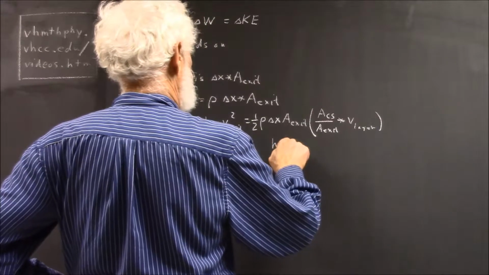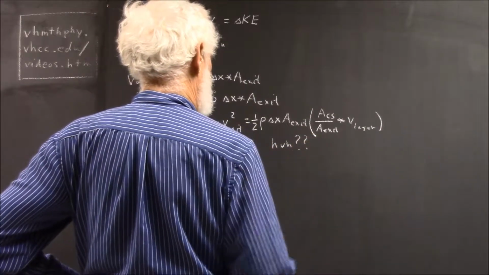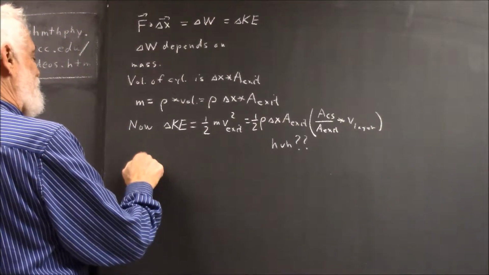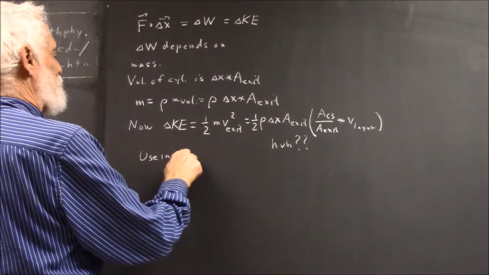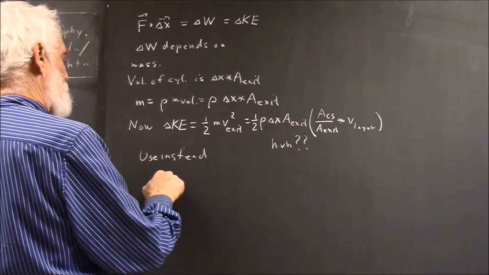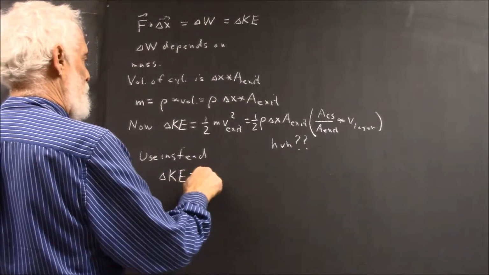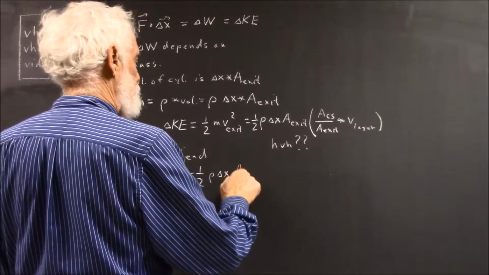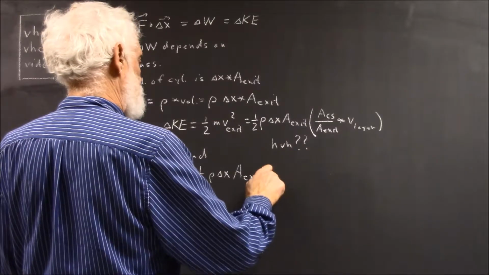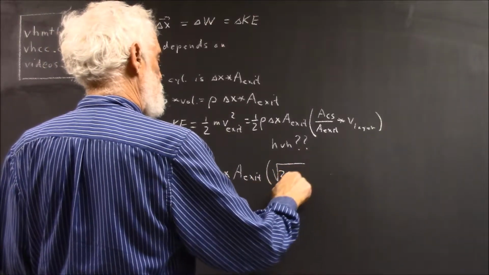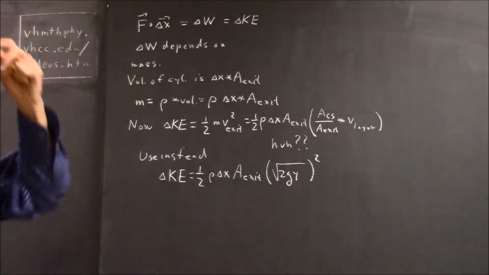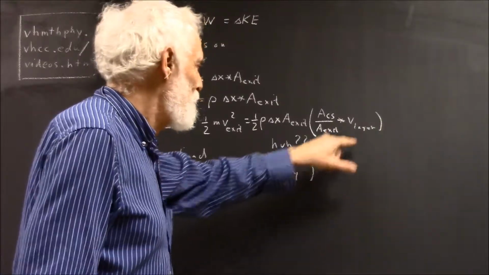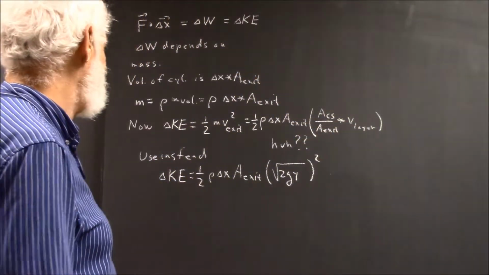We had Vx is square root 2gy. So instead, because we established that V exit was this, right? So what we had here was just an intermediate.